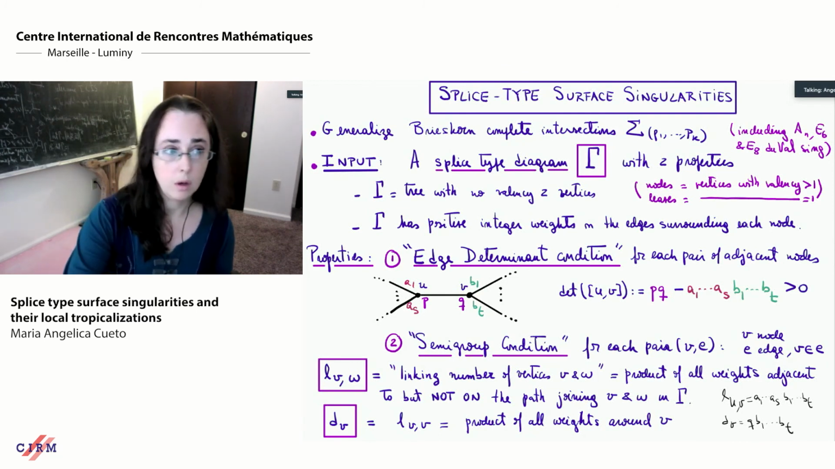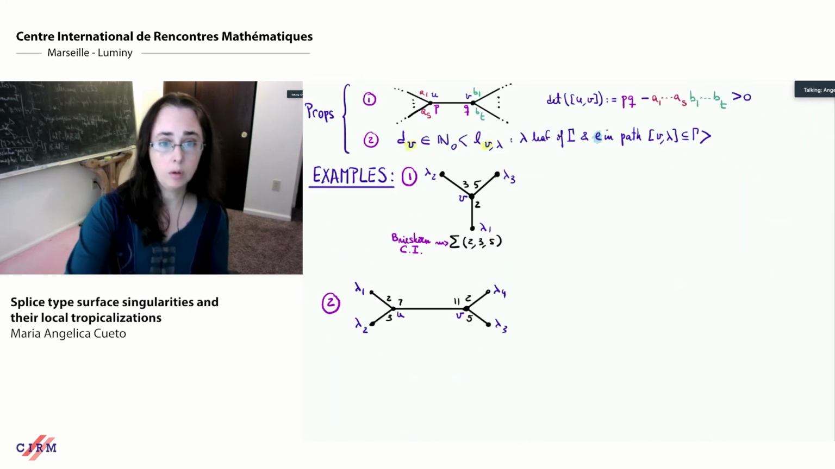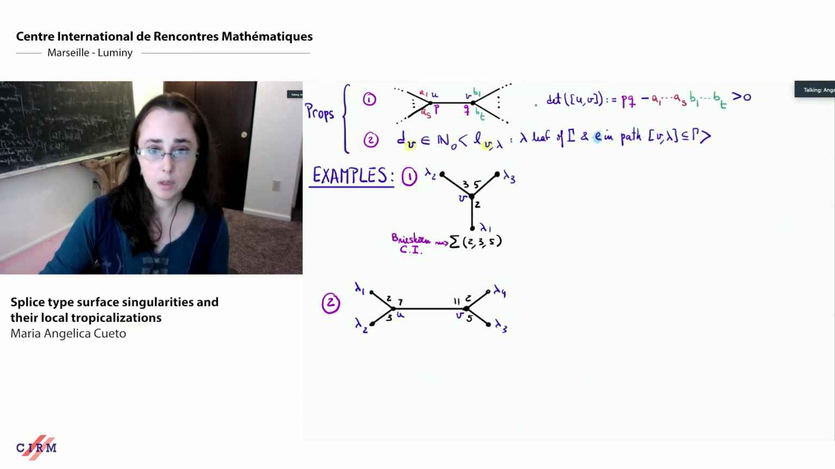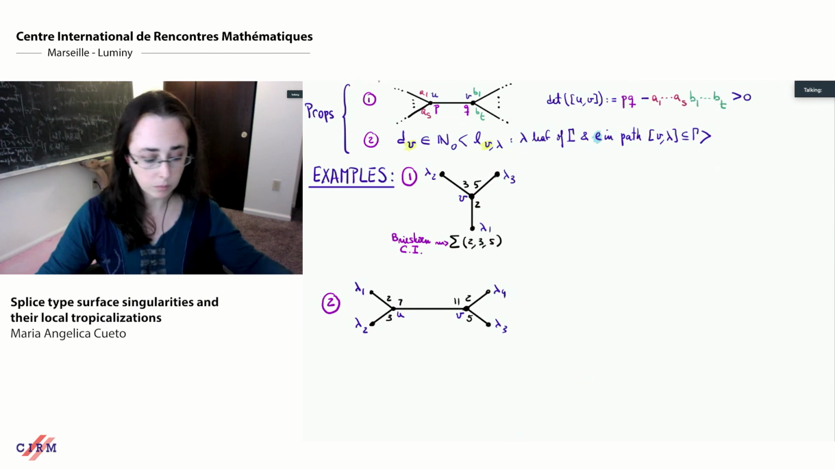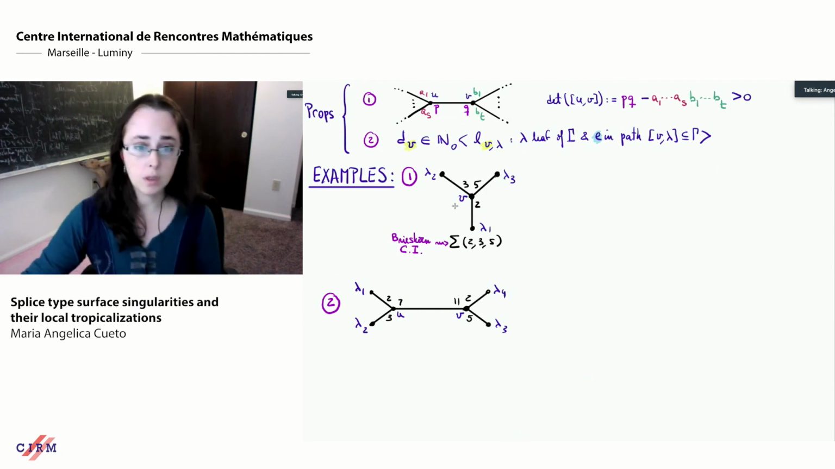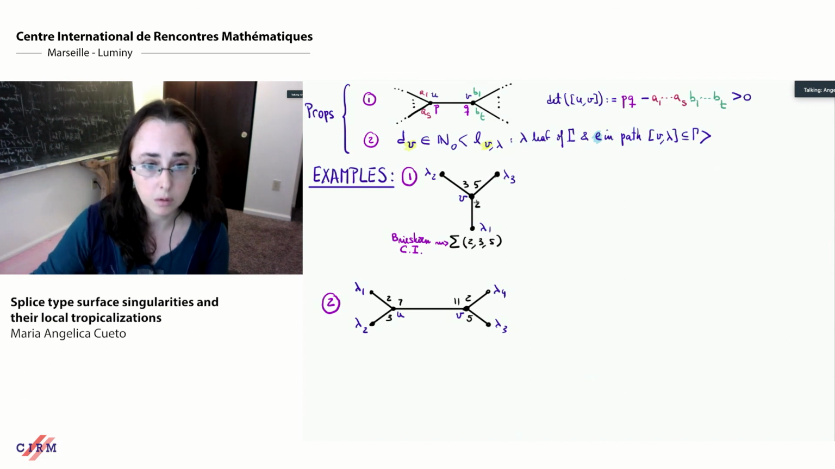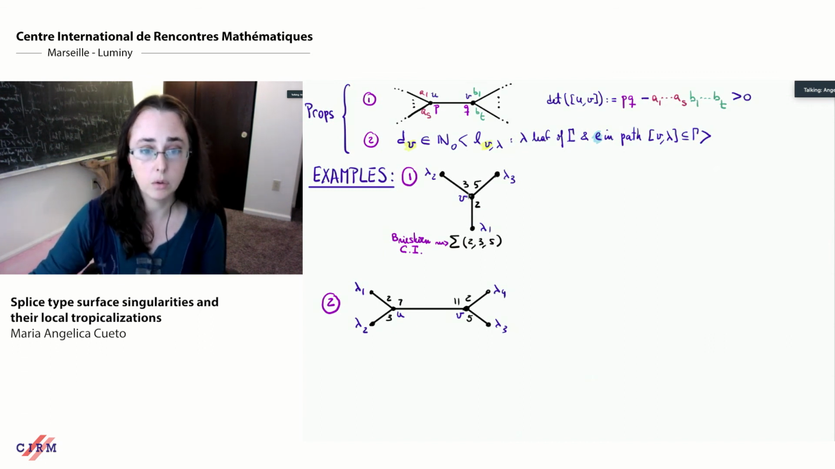Okay, so let's do an example. So two examples, excuse me. So again, the first required property is this edge determinant condition. The second property is the semigroup condition. So let's see what these look like in the examples. So the first one is the Brieskorn complete intersection associated to the splice diagram with weights 2, 3, and 5.